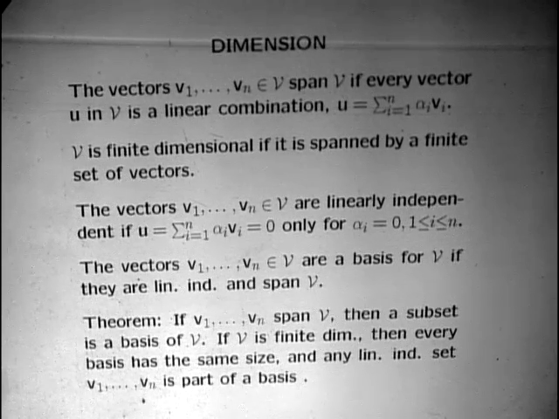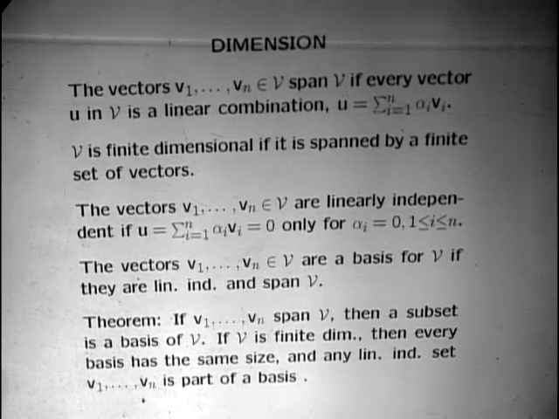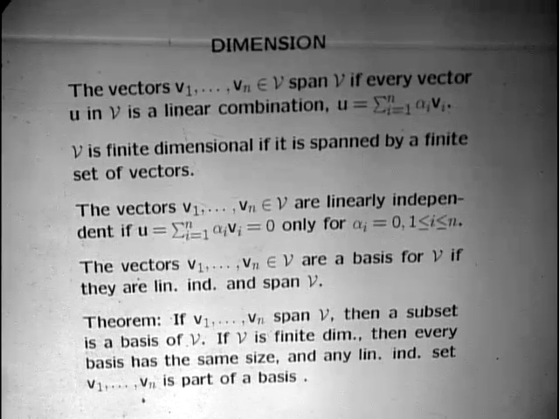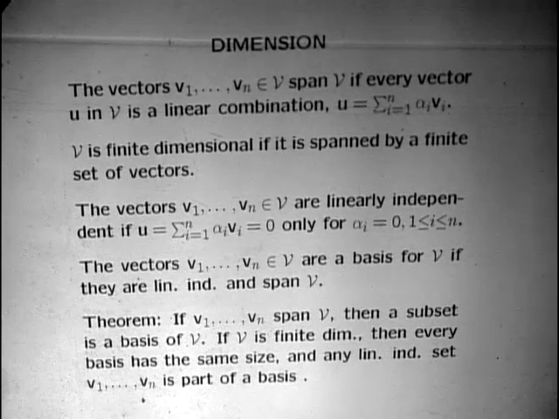Okay, so we need a bunch of definitions here. All of this, I'm sure, is familiar to most of you. For those of you that it's not familiar to, you just have to spend a little longer with it. There's not a whole lot involved here. If you have a set of vectors which are in a vector space, you say that they span the vector space if, in fact, every vector in this vector space is a linear combination of those vectors.